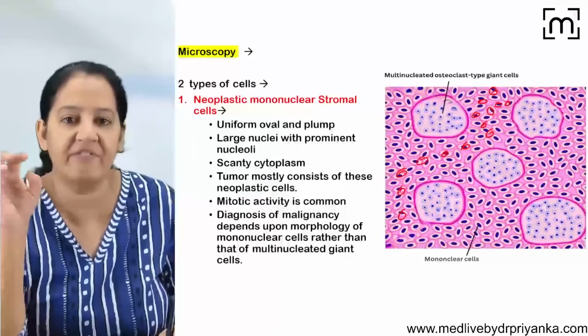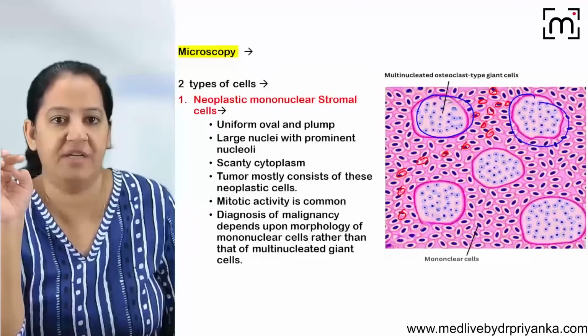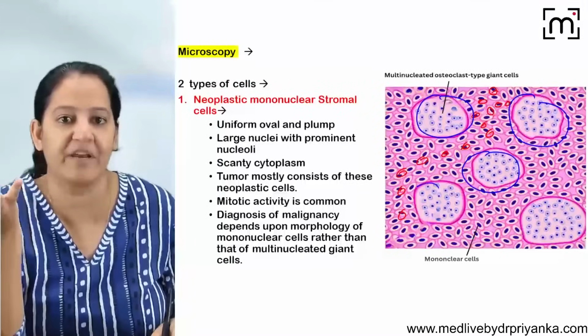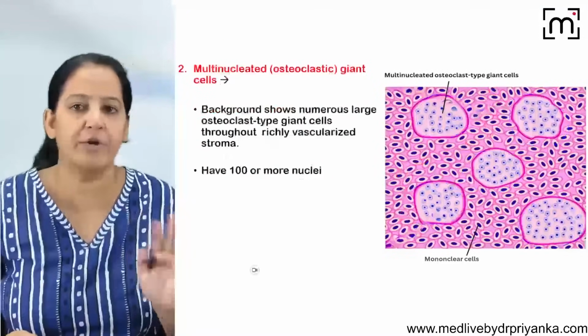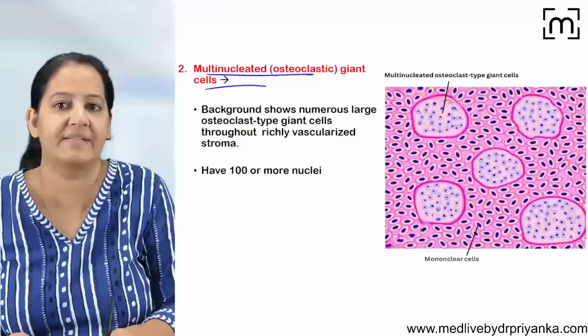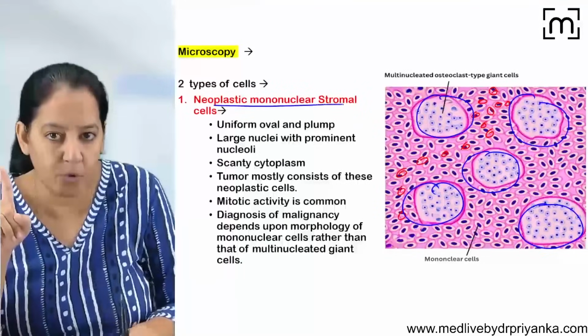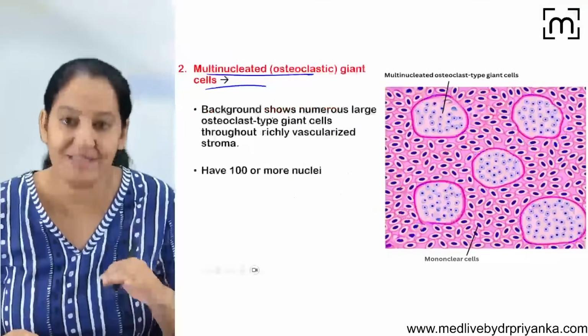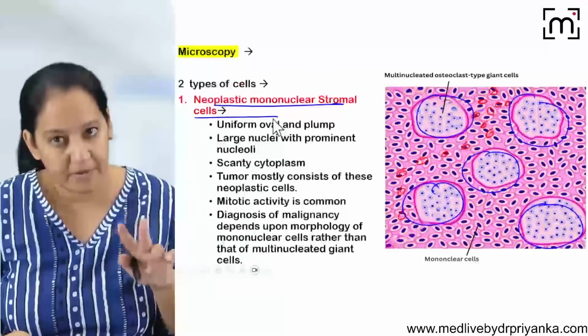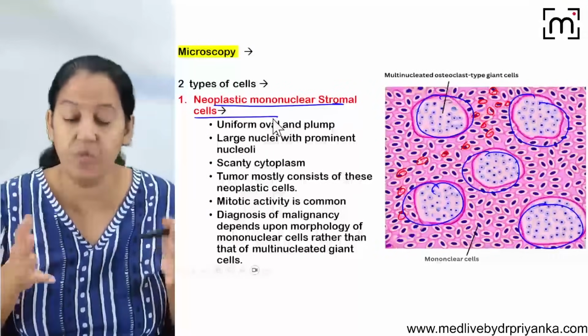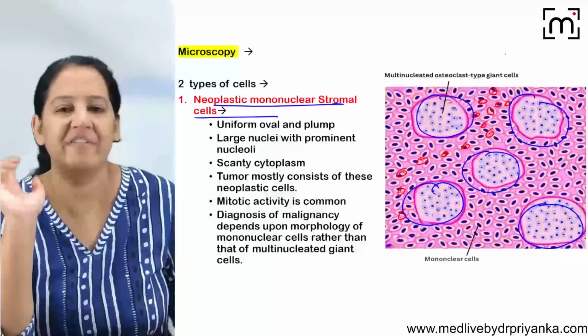And we have a few giant cells. Appreciate these are the giant cells. Appreciate it is multinucleated. These are not neoplastic. So multinucleated giant cells. One is neoplastic mononuclear stromal cells and the other is multinucleated giant cells. Among the two, the neoplastic cells, the tumor cells, are the mononuclear ones. Okay, we call it GCT.